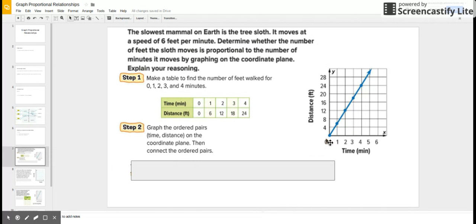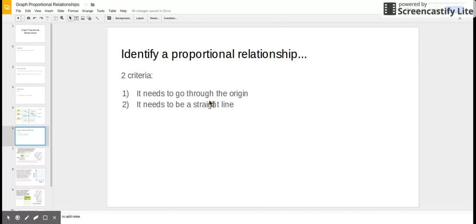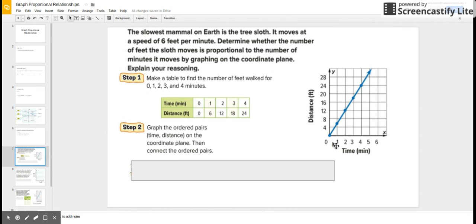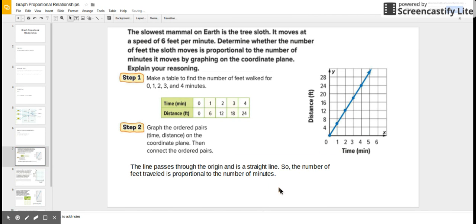So you want to look at our two criteria. Is it a straight line, right? It needs to go to the origin, and it needs to be a straight line. This is a straight line, and it goes to the origin. So since it goes to the origin and it's a straight line, the number of feet traveled is proportional to the number of minutes.